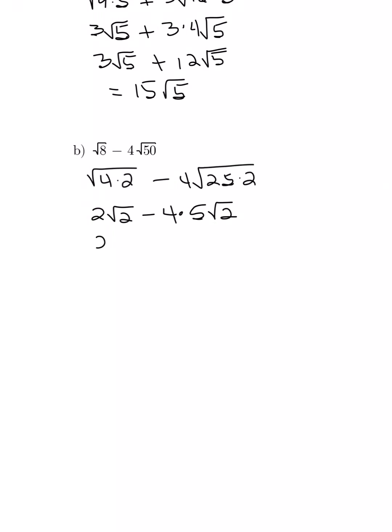Clean up that second radical: 2 square root of 2 minus 20 square root of 2. Now, add or subtract the numbers in front. 2 minus 20 gives me negative 18 square root of 2.